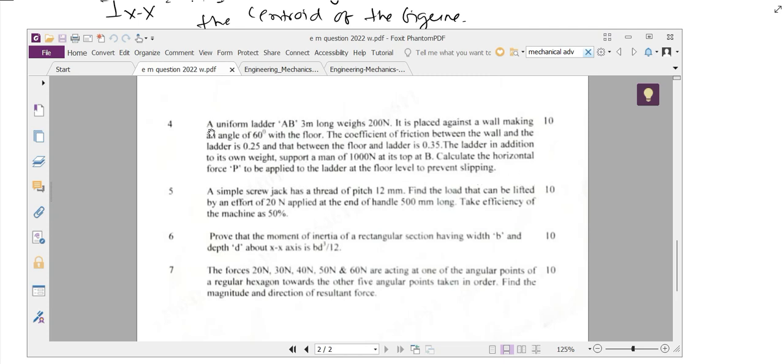So let's understand this question bit by bit. First, it is given a uniform ladder AB, 3 meter long, weighing 200 Newton. That means there is a ladder which is uniform in nature, that means weight is divided uniformly, and the length of the ladder is 3 meter, and its weight is 200 Newton. It is placed against a wall making an angle of 60 degree with the floor.